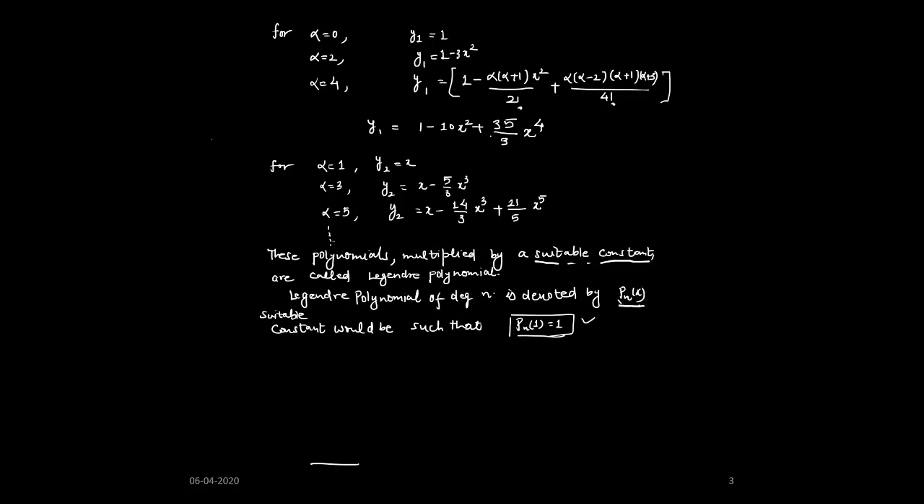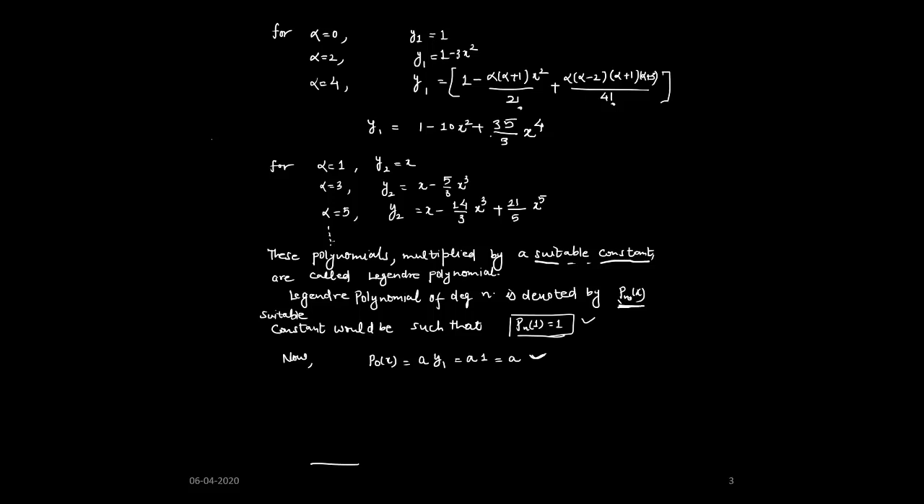So we will denote it by Pn(x). And the suitable constant would be such that this satisfies Pn(1) equals 1. That means if we put 1 in place of x, then Pn(x) would be 1, right? Okay, so now we are denoting Legendre polynomials by Pn(x).